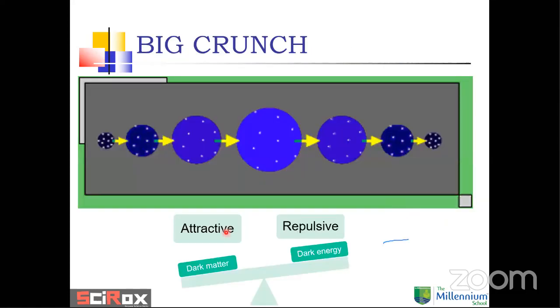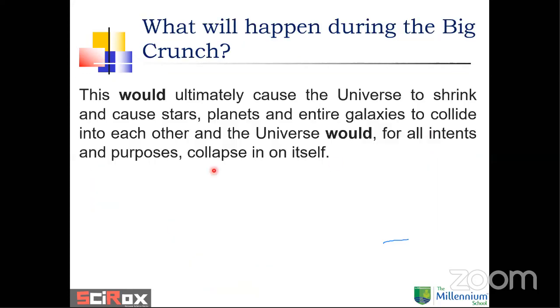If the rate at which the dark energy is growing is not fast enough to overcome the attractive pull of dark matter, then the attractive pull will be more than the repulsive push, and the universe would someday start to contract and eventually get squeezed together in a big crunch, the opposite of the Big Bang. This would ultimately cause the universe to shrink and cause stars, planets, and entire galaxies to collide into each other. And the universe would, for all intents and purposes, collapse in onto itself.